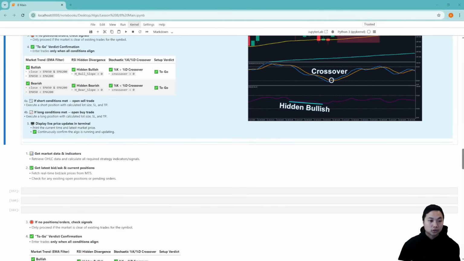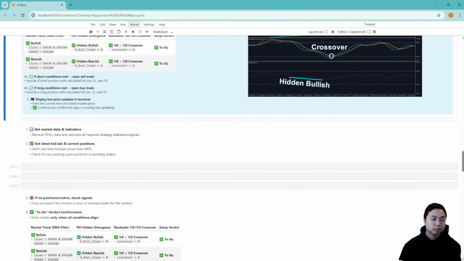In order for us to enter a trade, we definitely need to know the lot size, the stop loss, and also the target for a full setup. So no matter if the short condition or the long condition is met, we need to calculate these three key pieces of information.